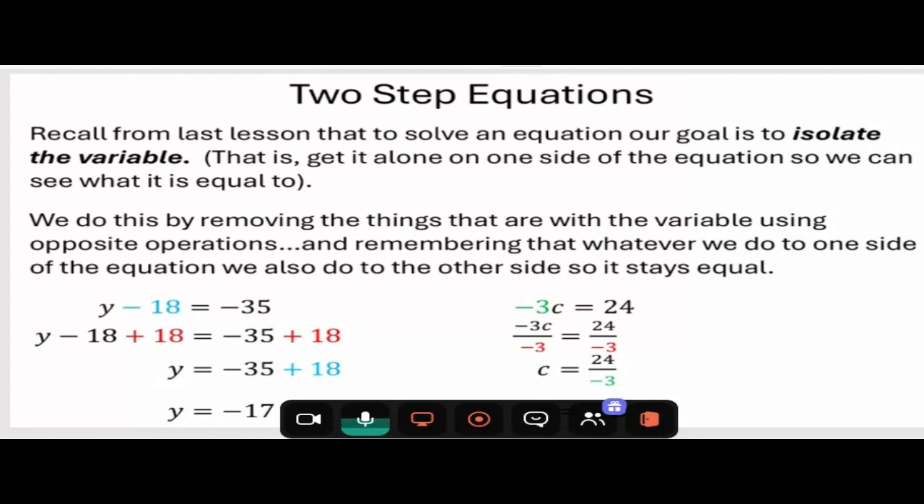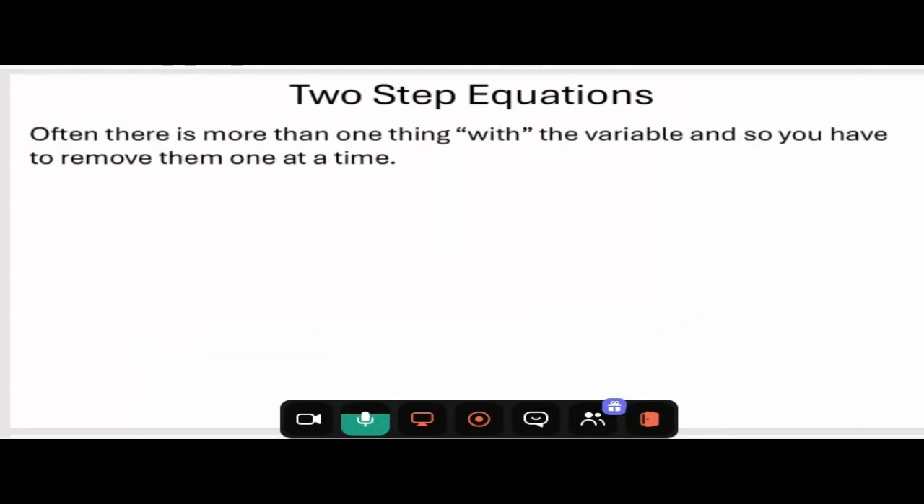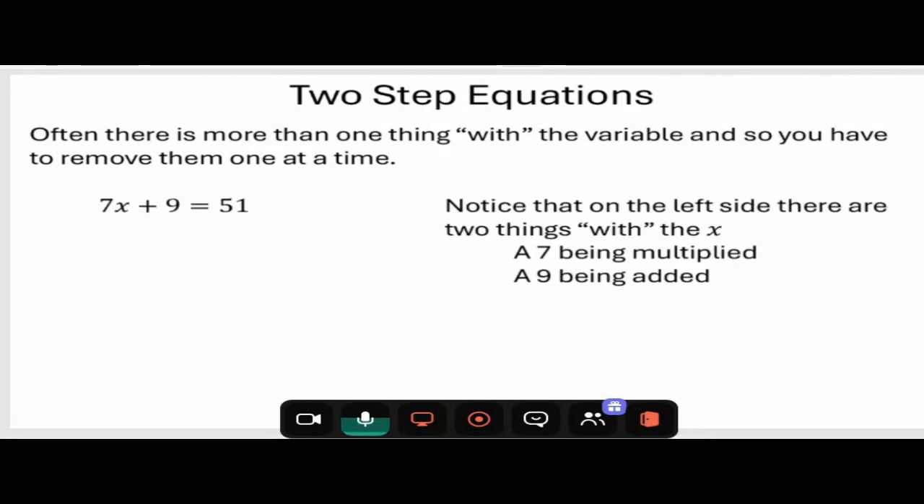Still negative. Okay, so often there is more than one thing. All the questions we've done so far just have one thing with the variable that we have to get rid of. Often there is actually more than one thing to get rid of with the variable. So there's an example. So this equation, 7x plus 9 equals 51, over there with the x, we have a 7 being multiplied very close to the x. And then we have this 9 being added a little further away.